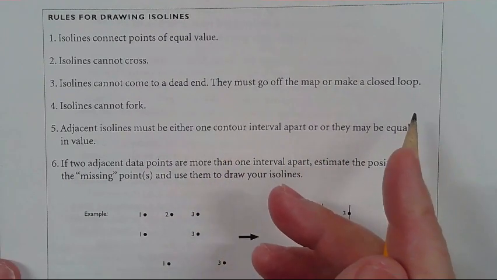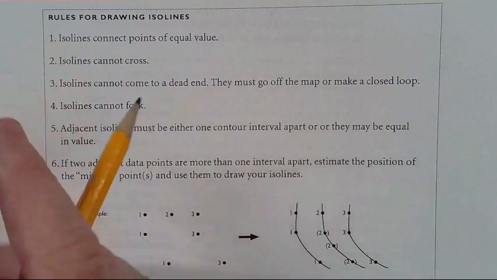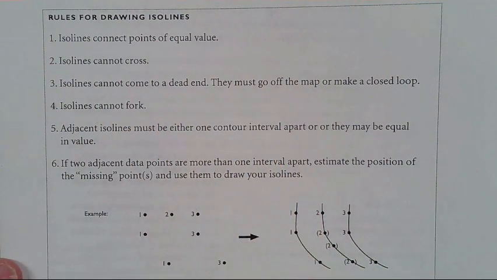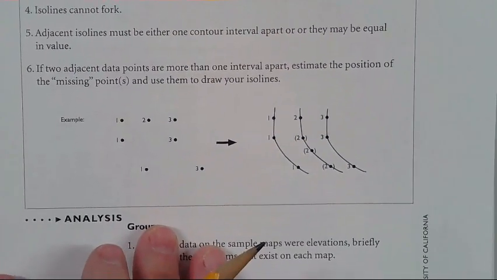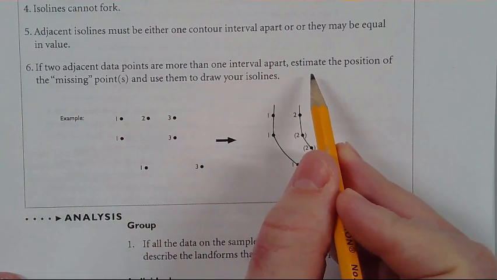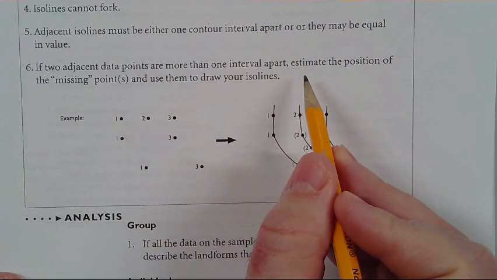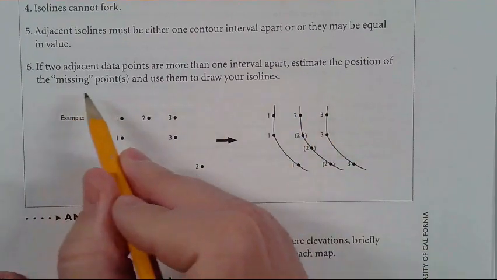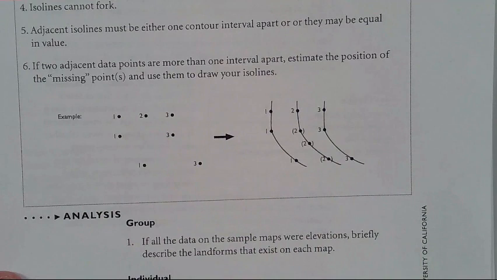So you might have two, or possibly the points in between are slightly higher or slightly lower than what that ISO line represents. And finally, if two adjacent data points are more than one interval apart, you have to assume that the other contour line would fit in between there. Estimate the position of the missing points and use them to draw your ISO lines.